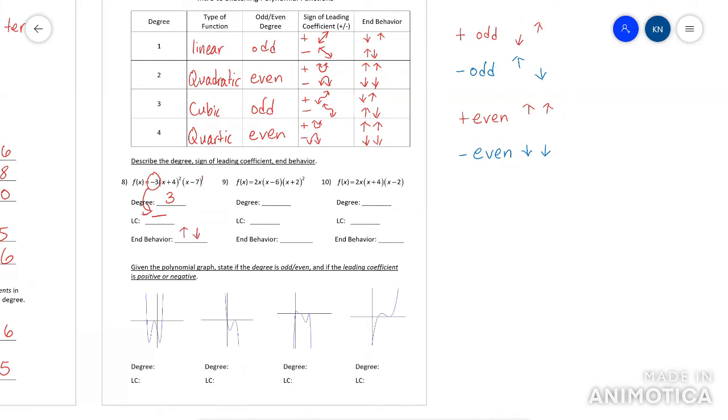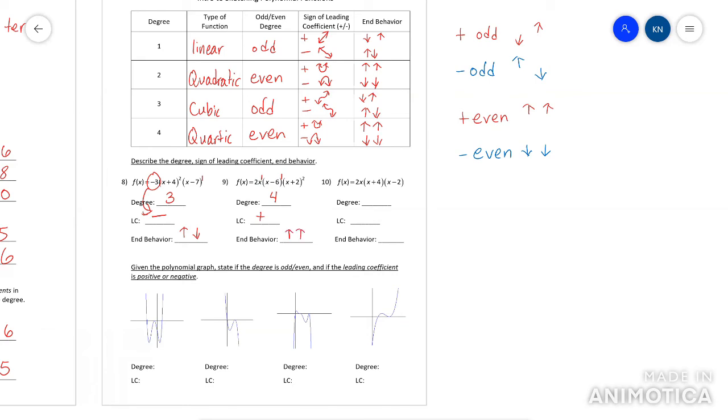Okay, let's look at another. This is in factored form, so you need to add up all these exponents. So this x gets a 1, and then this parentheses gets a 1, which makes this degree 4. My leading coefficient is a 2. That's positive. So this is an even function with a positive leading coefficient. It's a positive even. Positive even is an up-up in behavior.